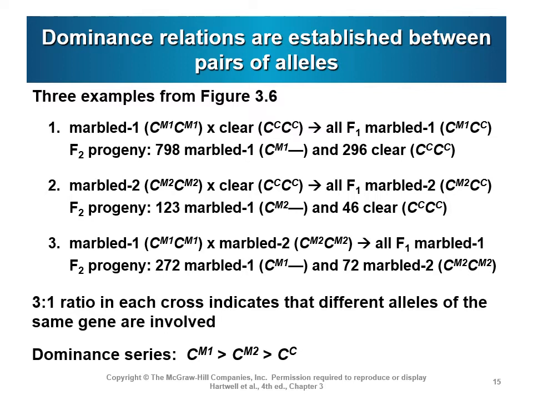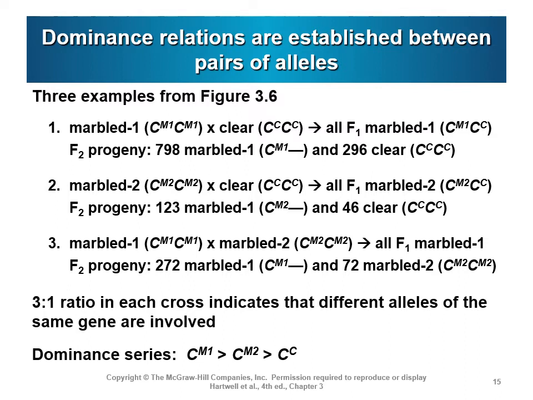Example 2. Marbled 2, CM2, crossed with clear, CC, produces all F1 marbled 2, CM2 CC. If in the F2 progeny we get 123 marbled 2, CM2, and 46 clear CC individuals, what does this mean? Is the ratio expected? Please explain.